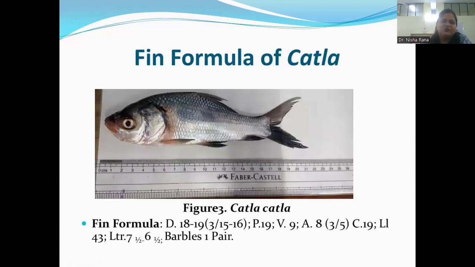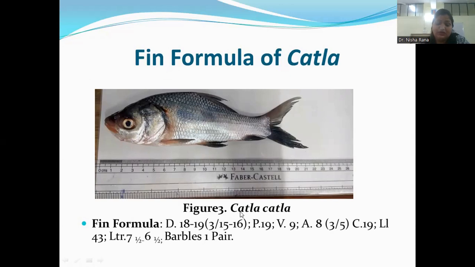This is the fin formula of Katla katla. By using scales and divider, you can do the morphometry of a particular type of fish. If I'm talking about the shape, you can see the shape of the lower lip and upper lip, that will be prominent, and the lower lip also covers the upper lip. Eye orbital, you can measure by using divider. Okay, and you can also count the number of scales on the lateral line while you are having a fish and doing the morphology. The fin formula of this particular species of Katla will be fixed.